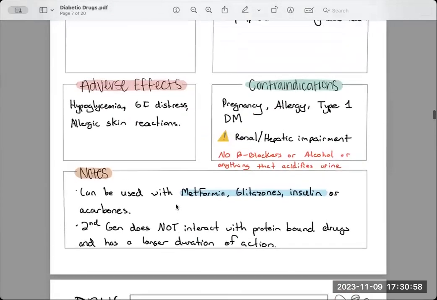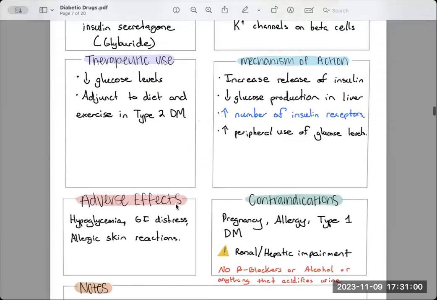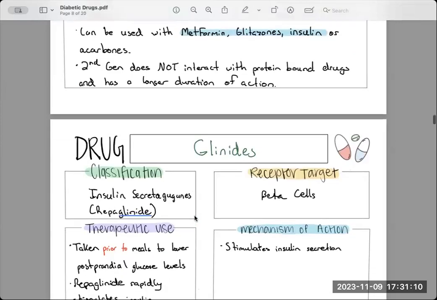And that's pretty much all I have to say with those. I would say the key point to remember is that these drugs start with G and end in ide, that they can cause hypoglycemia and GI distress, and the contraindications that I mentioned.